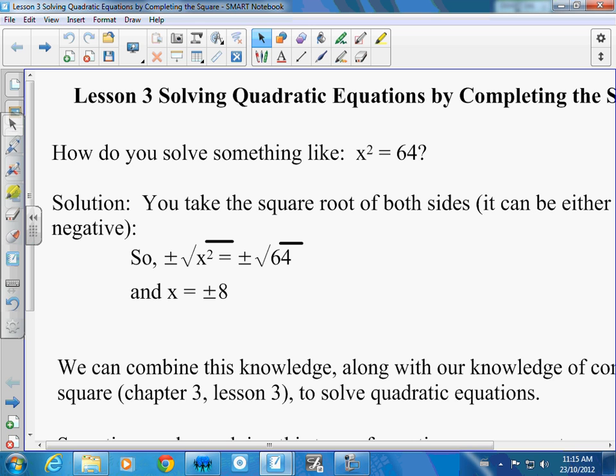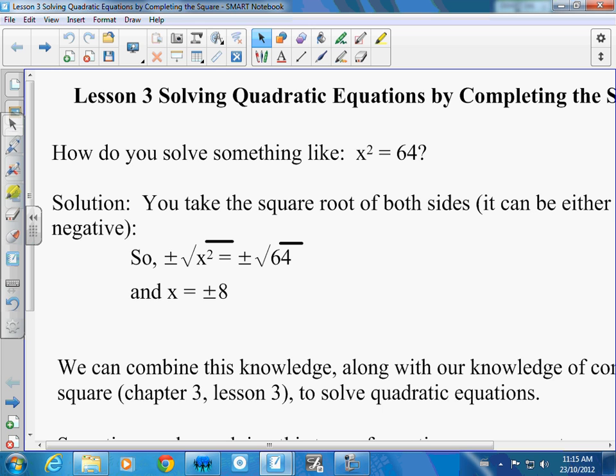So in this one here, how do you solve something like x squared equals 64? How do you solve for it? You take the square root, right? What's the opposite of squaring something? You square root it. So if you square root x squared, you take the square root of 64. Now, we know that the answer is not just 8 anymore, do we? What is it? Plus or minus 8. There's actually 2 answers.